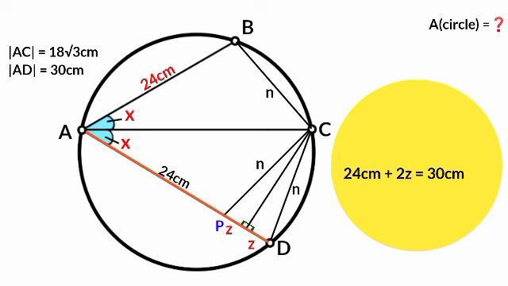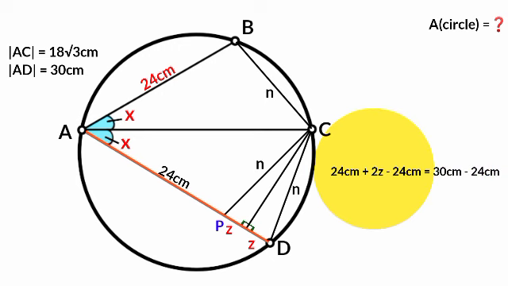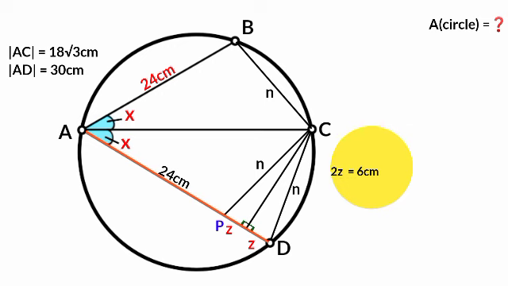Subtract 24 centimeters from both sides. Here 24 centimeters minus 24 centimeters is 0, while here 30 centimeters minus 24 centimeters is 6 centimeters. So 2z equal to 6 centimeters. Divide both sides by 2. Here 2 cancels 2, while here 6 centimeters divided by 2 is 3 centimeters. So z equal to 3 centimeters. That is, the length of this side each is 3 centimeters.